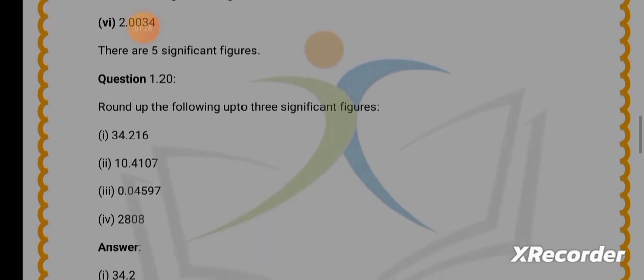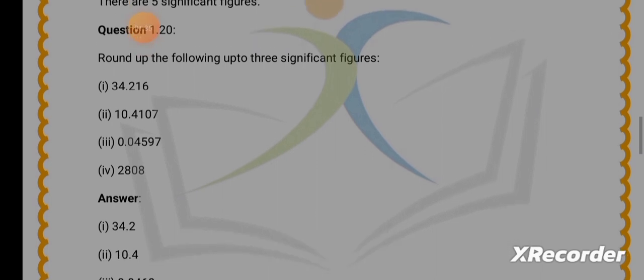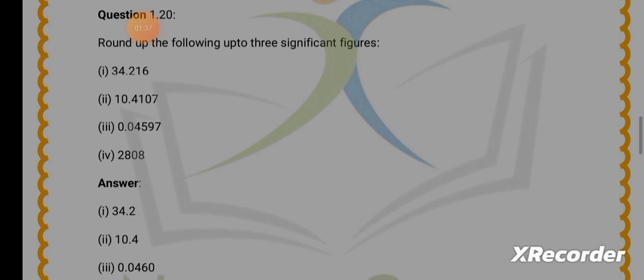Now question number 20. Round up the following up to 3 significant figures. You have to round up to 3 significant figures. Clear? Now first is 34.216. Now you have to do the rounding so that your answer has 3 significant figures. Here it is 34.2.